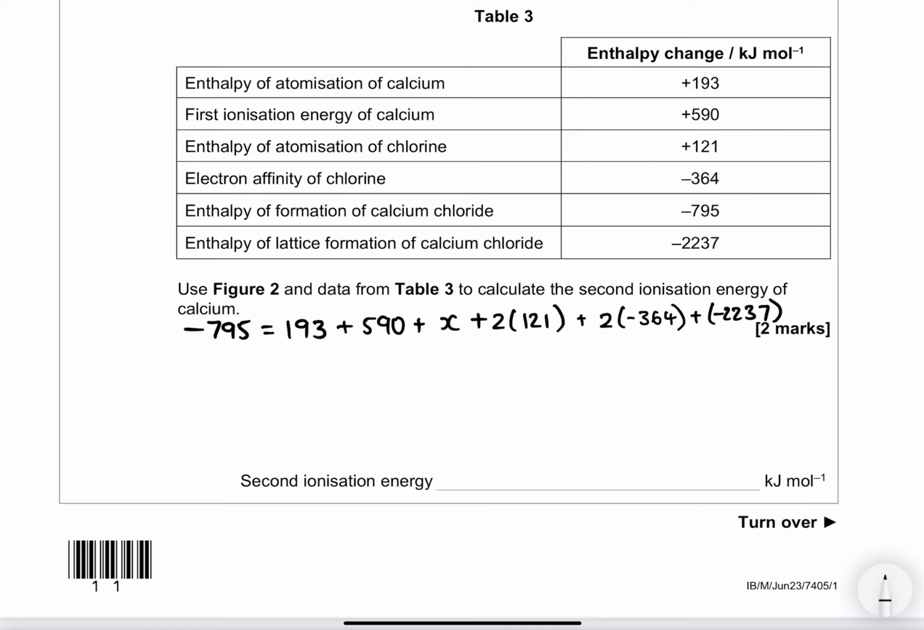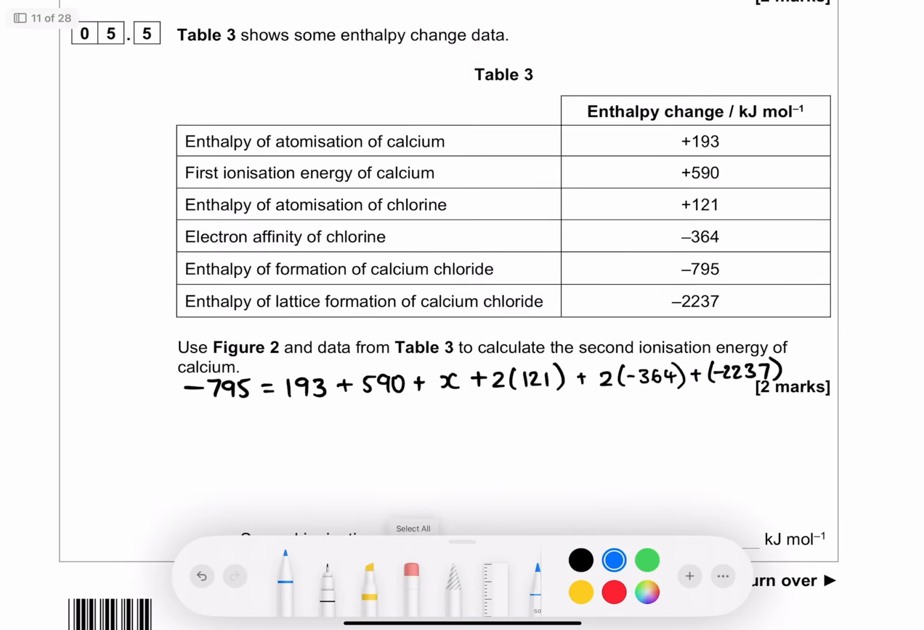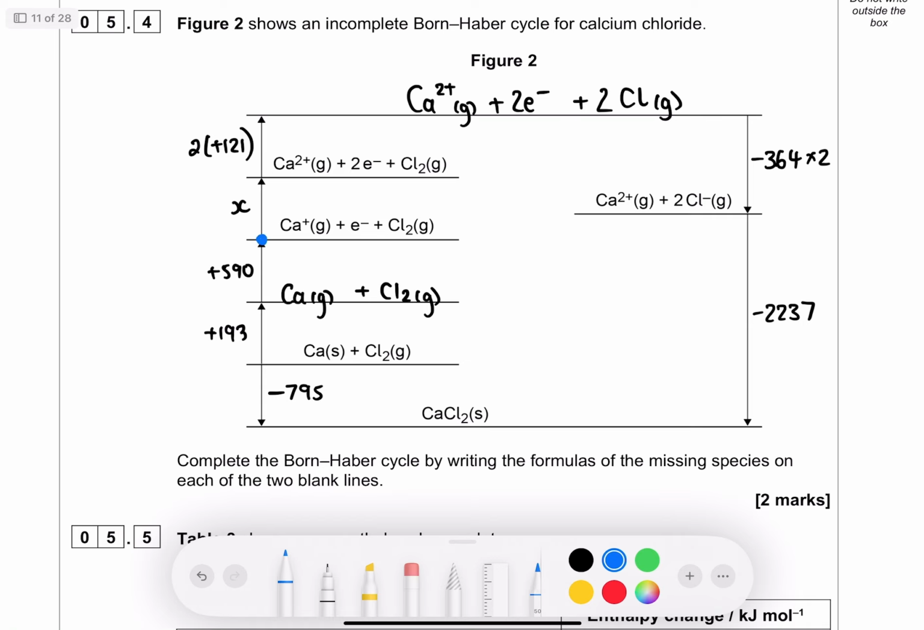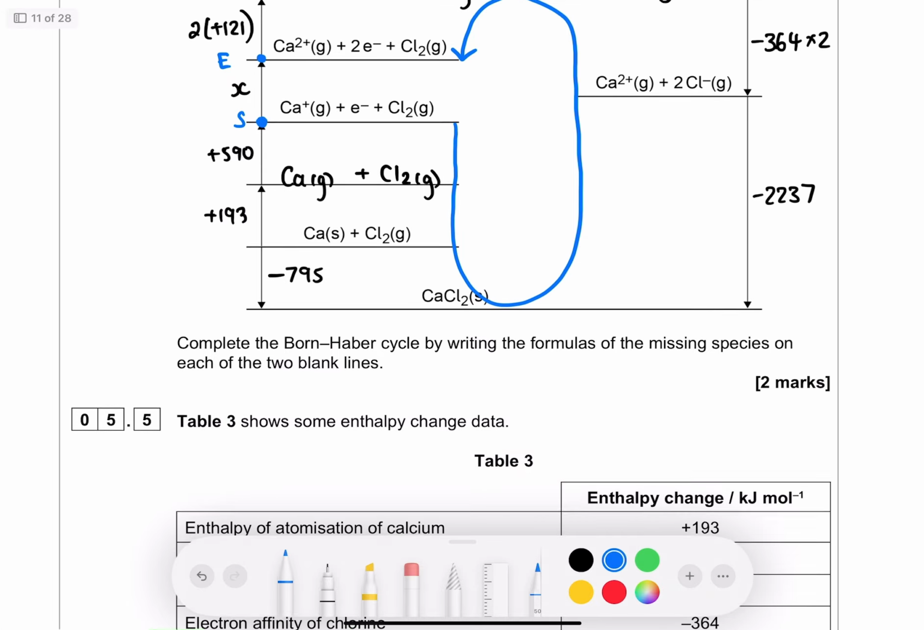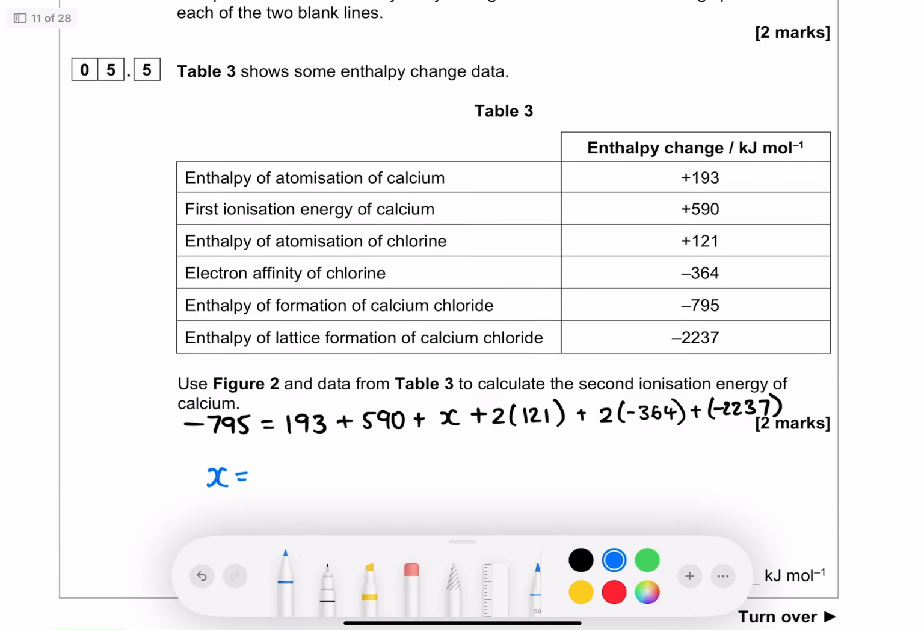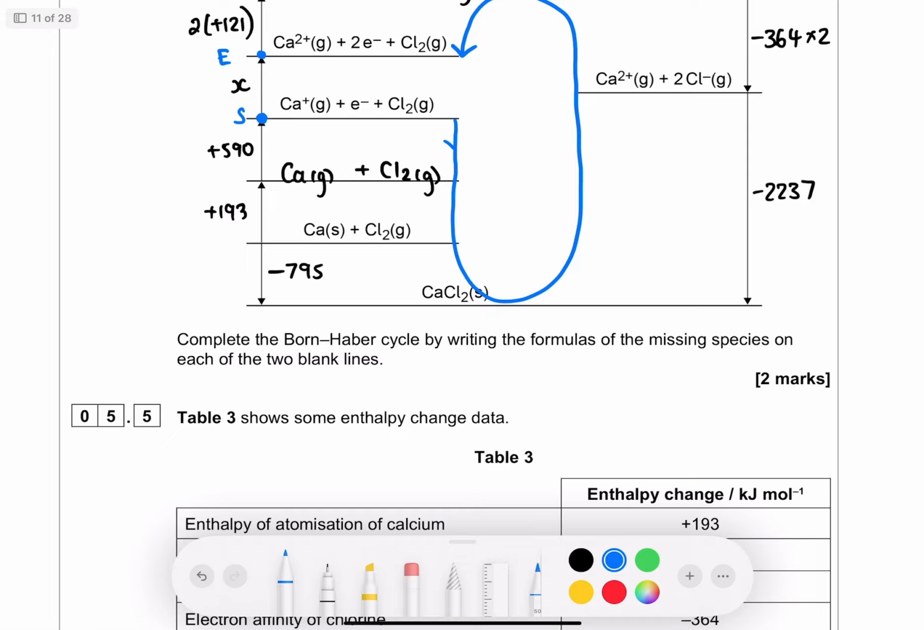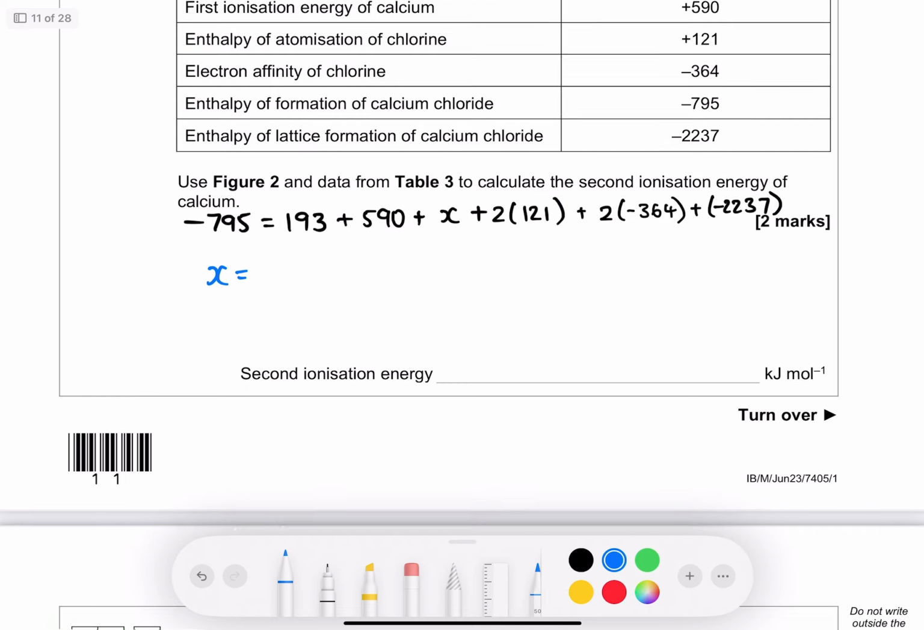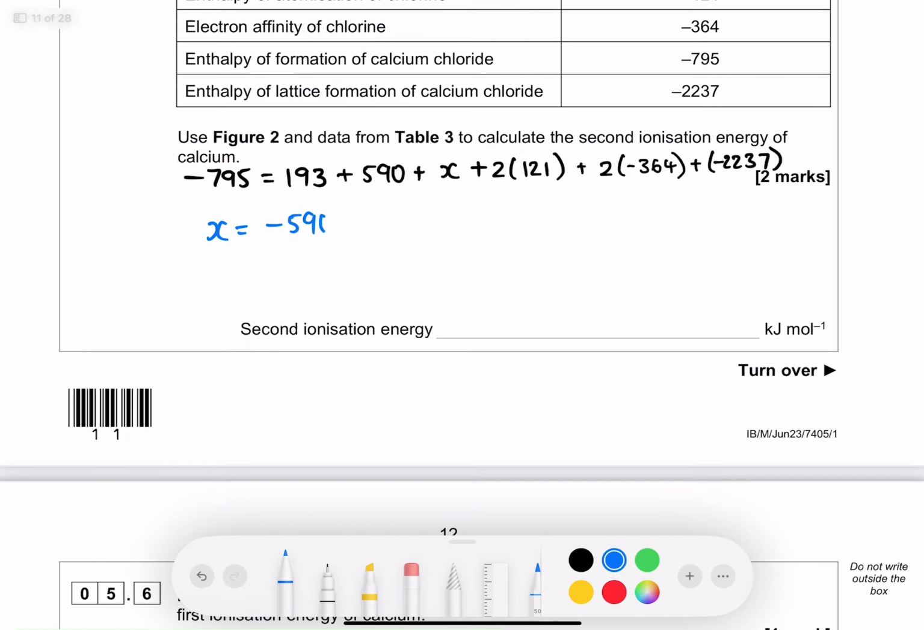The other way that you could do that, I'm just going to do it in a different colour pen, if you prefer to use Hess's law, is that your arrow starts here and ends here, the one you're trying to find. So if you were to go the other way around the cycle, you would get the same answer. So if you were using this method, then what you would say is that x equals, we're going to go down this arrow, so -590, -193, -795.